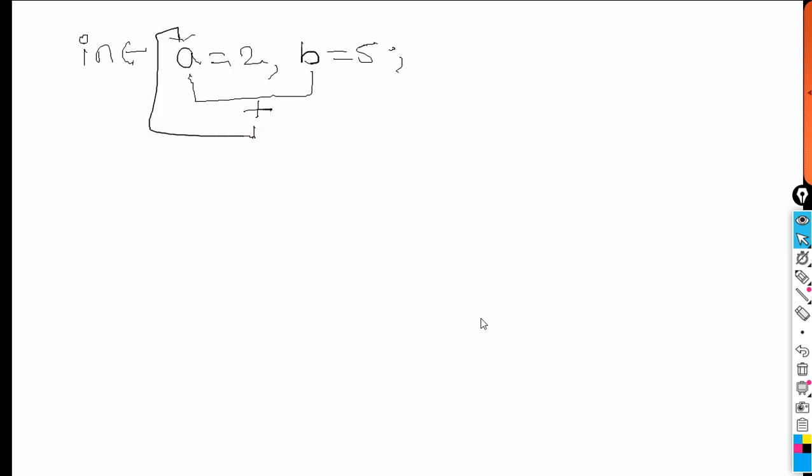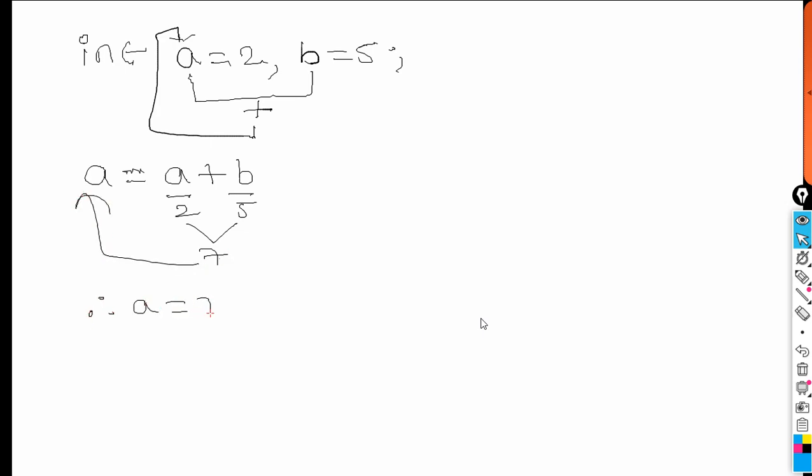Assume that integer a is equal to 2 and b is equal to 5. What I would like to do here is add a plus b, and the result I want to store into a only. So how can we write a statement? a is equal to a plus b. So 2 plus 5 becomes what? 7. 7 will be assigned to a. Therefore a is equal to 7.